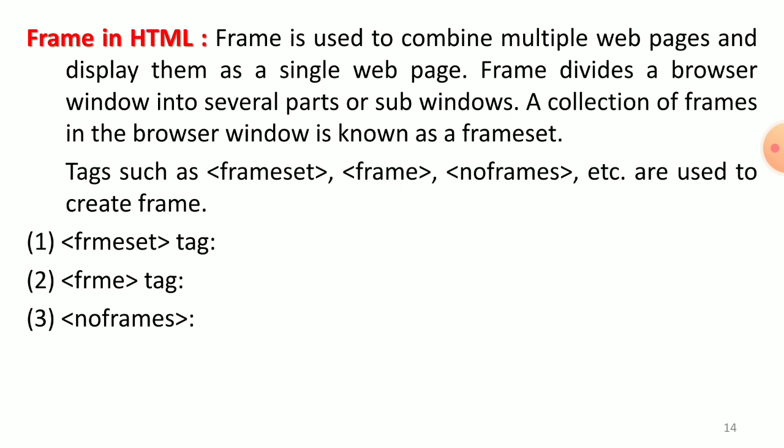And the last topic, frames in HTML. Frame is used to combine multiple web pages and display them as a single web page. Frame divides a browser window into several parts or sub-windows. A collection of frames in the browser window is known as a frameset. They have two attributes. First is rows and second is cols, that is row and column.